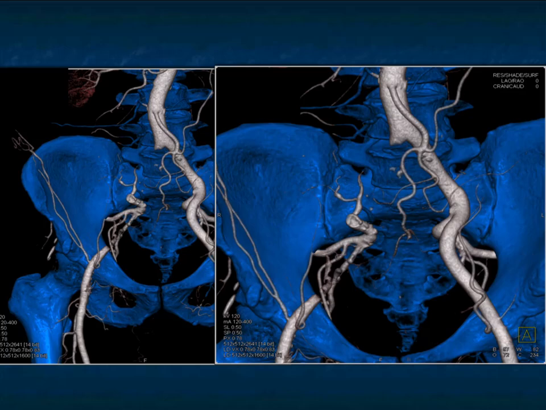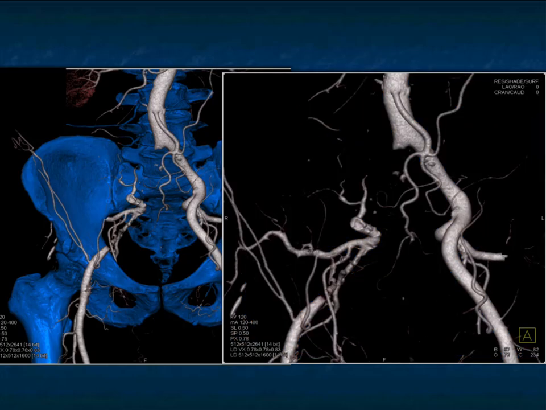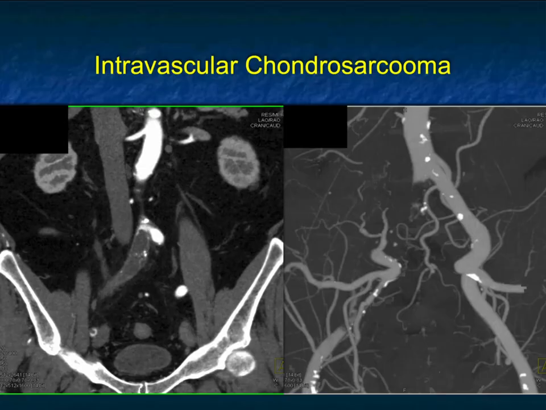We talk about occlusion of vessels. We talk about embolic phenomena. But we also need to, every once in a while, think about the possibility of tumor in a vessel. This was an intravascular chondrosarcoma, kind of like looking at the chest, looking at the pulmonary arteries.